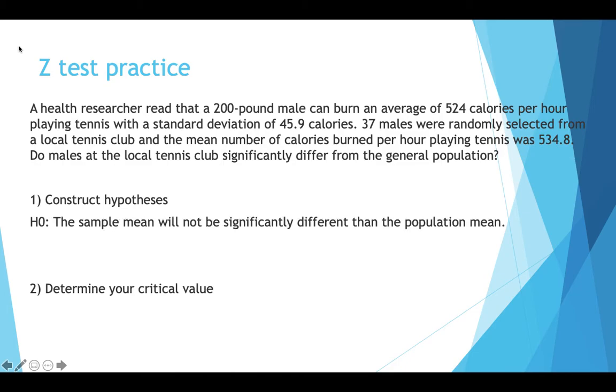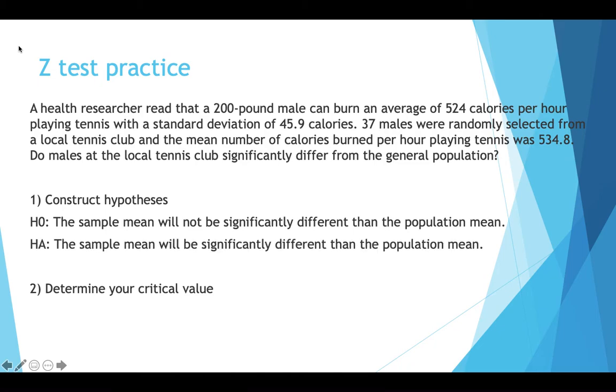So first, our null hypothesis here is that the sample mean will not be significantly different from the population mean. Our alternative, the sample mean will be significantly different than the population mean. Now it's time to determine our critical values. Well, this is a non-directional test. We're simply trying to see if these tennis players are different than the population. So we have a negative 1.96 and positive 1.96 critical values.